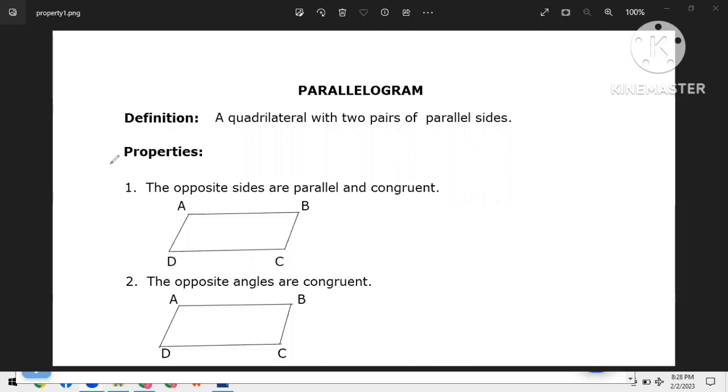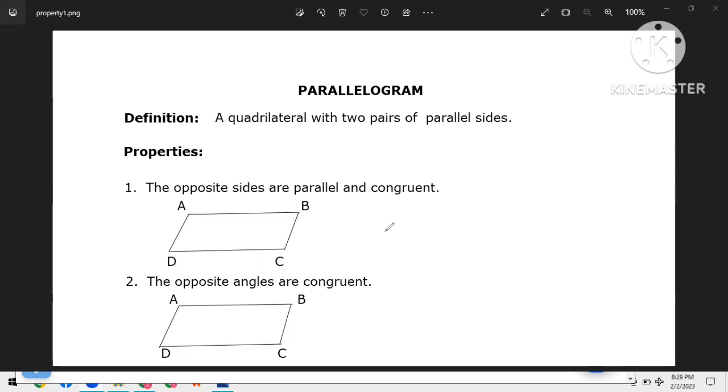Okay, so let's start with the definition of a parallelogram. It is a quadrilateral with two pairs of parallel sides. Now, what are the properties? These properties are very important, kasi kung hindi nyo alam to, you will not be able to solve problems involving parallelograms, okay?